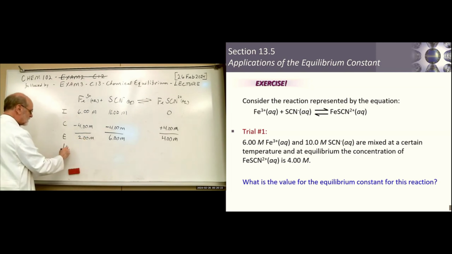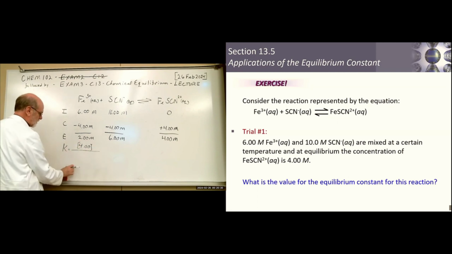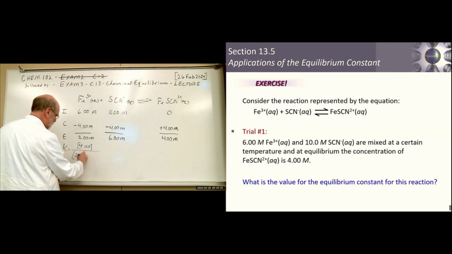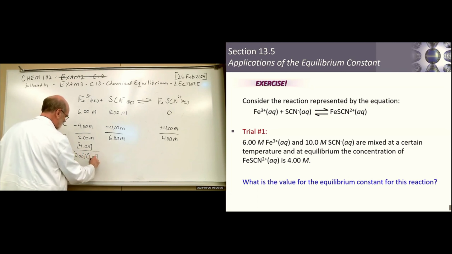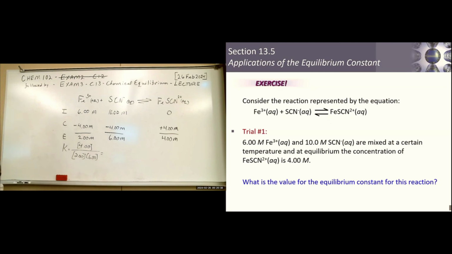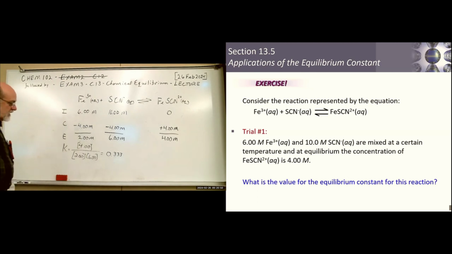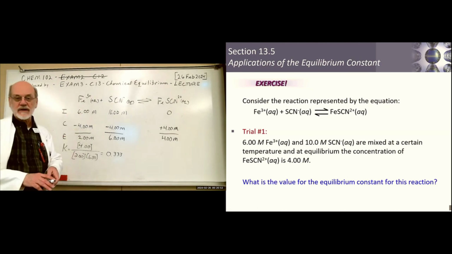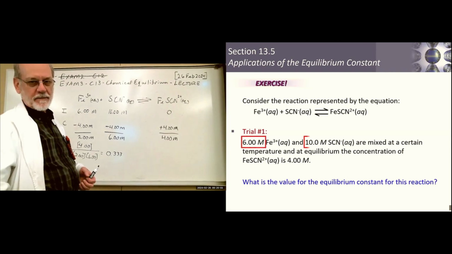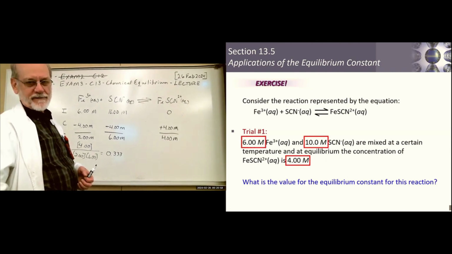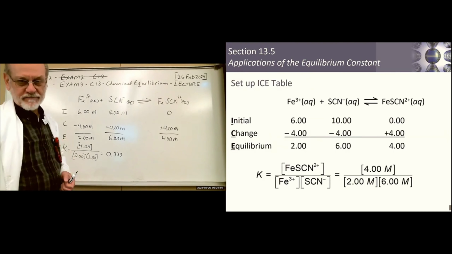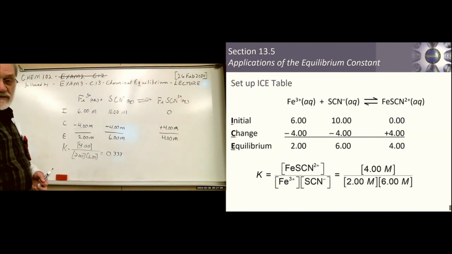Okay, now we can calculate the K. K is going to be 4 molar in the numerator and 2 times 6 molar in the denominator. So what is that? 4 divided by 12 is the same as 1 divided by 3, isn't it? So that would be 0.333, the constant for this reaction as given. Right. There's the ICE table and the calculation.